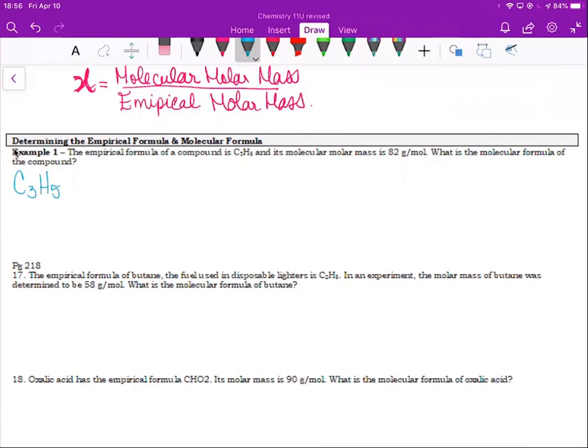So we know that the molar mass of the empirical formula, oh yeah, by the way, I've reduced this to molar mass of the molecular formula over molar mass of the empirical formula. So this molar mass is going to be 3 times 12.01 plus 5 times 1.01.